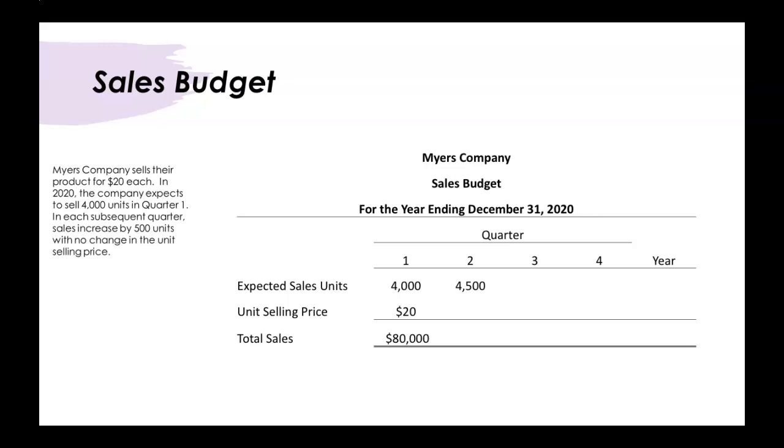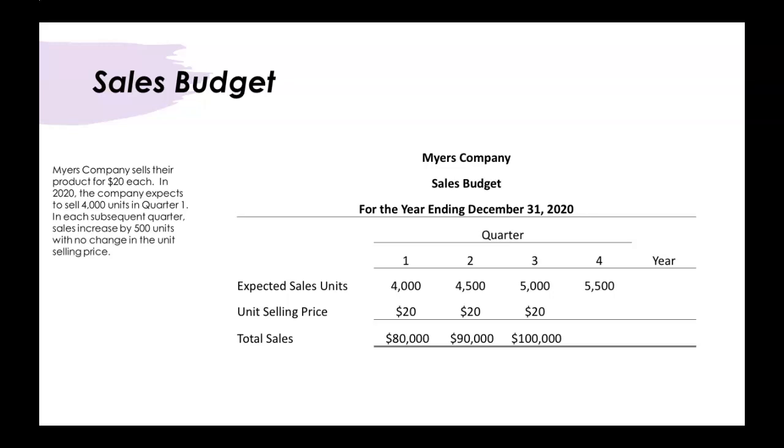So now we sell 4,500 units here in quarter two. Our unit selling price is still just $20. So 4,500 times 20 gives us total sales of $90,000 for quarter two. In quarter three, our sales increase by 500 again. So now we're up to 5,000 units sold here in the third quarter. Once again, our unit selling price is $20. So 5,000 times 20 gives us $100,000 worth of sales in the third quarter.